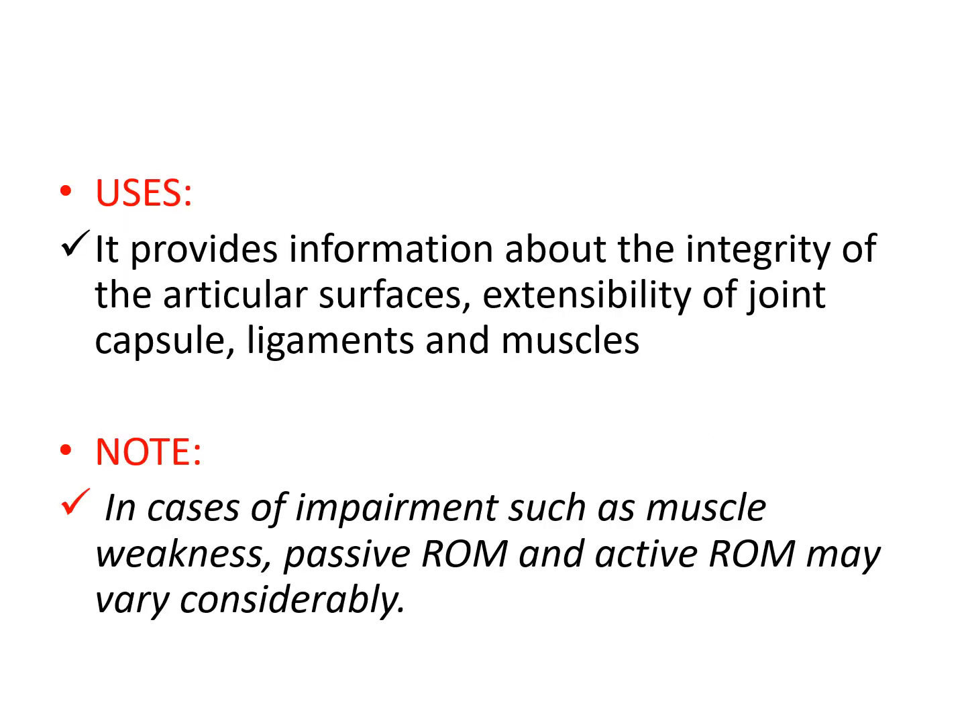So what are the uses of passive range of motion? Passive range of motion will provide information about the integrity of the articular surface. Articular surfaces means the joint surfaces, whether there is any abnormality within the joint surfaces, whether there is tightness of the capsule, ligaments or the muscle. If your structures are tight, your active range of motion automatically reduces. So when you're doing passive range of motion, you can ascertain that so and so structure can be at fault. That is why the range of motion is less.